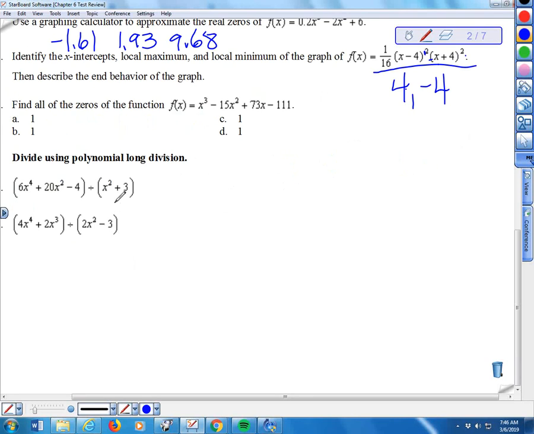Find all the zeros of the function. I put the ones in just because I wanted you to do the work and not just give you multiple choice answers that you could plug in. So what I'm going to do first is go ahead and graph it. x cubed minus 15x squared plus 73x plus 111. And I'm going to hope that I have one real zero that I can use here.